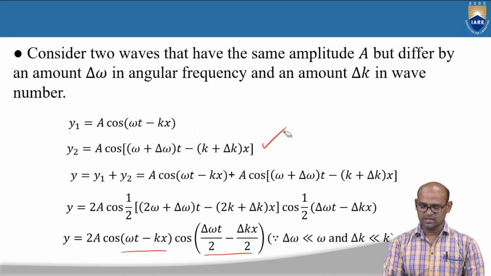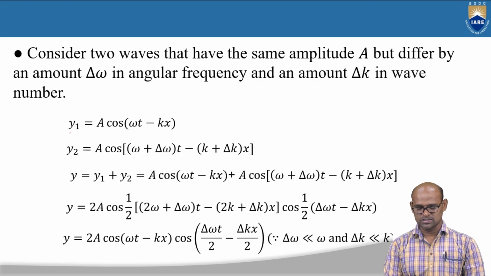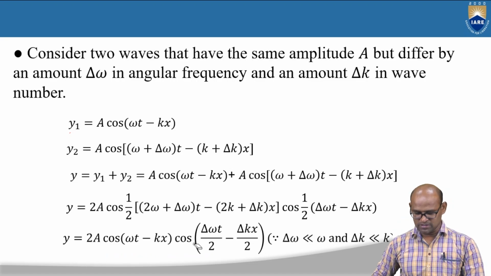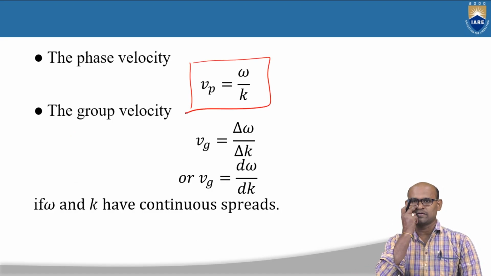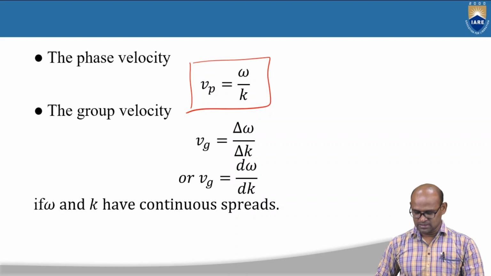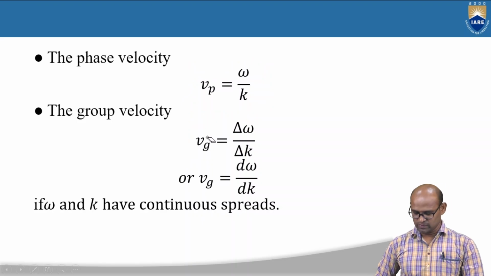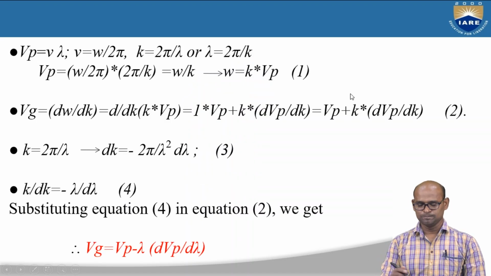That is what we can show using the mathematical equations of the two waves y1 and y2, and the resultant y1 plus y2 is y, which is this. So this wave has a phase velocity. From this we can write down the phase velocity as omega by k. A single wave has a phase velocity omega by k, but the group velocity is delta omega by delta k. So using these equations we can deduce a relation between phase velocity and group velocity.